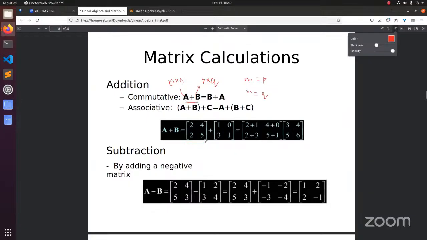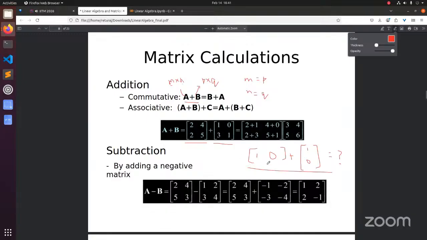You can see this is 2 cross 2, this is also 2 cross 2, and then only you are able to add. When I gave you this matrix 1, 0, and this, can you add these two? I just changed the direction though. No, sir. You can see that you cannot add because of the size.